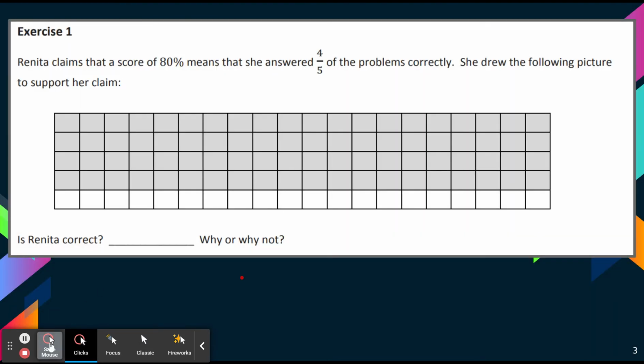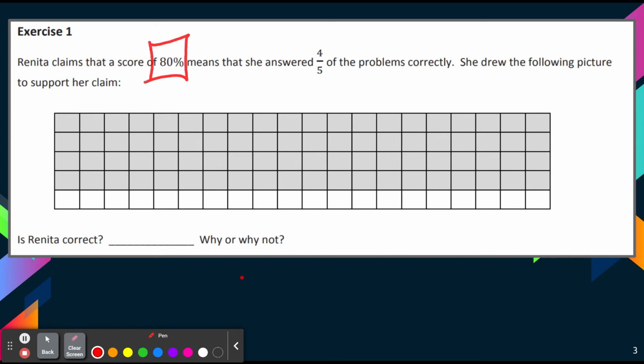So Renita claims that a score of 80% means that she answered 4/5 of the problems correctly. She drew the following picture to support her claim. So first of all, I just want to know if she's right or wrong and why or why not. So the first thing I need to do is look at this 80%. 80% means that 80 out of 100 of these need to be shaded. Well, let's figure out if we even have 100 here.